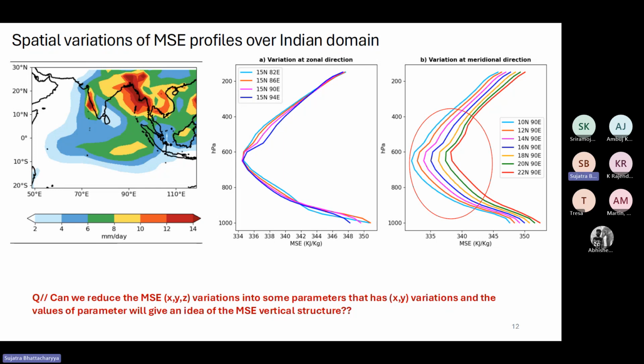Now, here we ask a question. This moist static energy has a kind of 3D variation. If you fix the time, you have a zonal variation of moist static energy, a meridional variation, and there is a variation with height as well. So can we reduce the structure of moist static energy into certain parameters which only have 2D variations, only in space, so that by looking at those parameters in X and Y, we will be able to talk about what its shape will be in the Z direction? So that is what we try to find out after this.